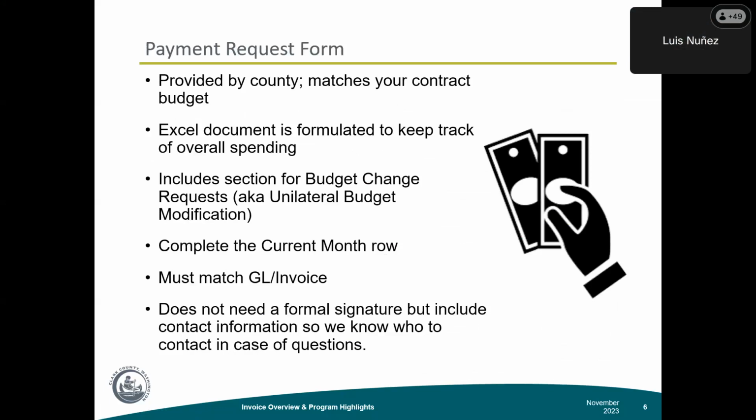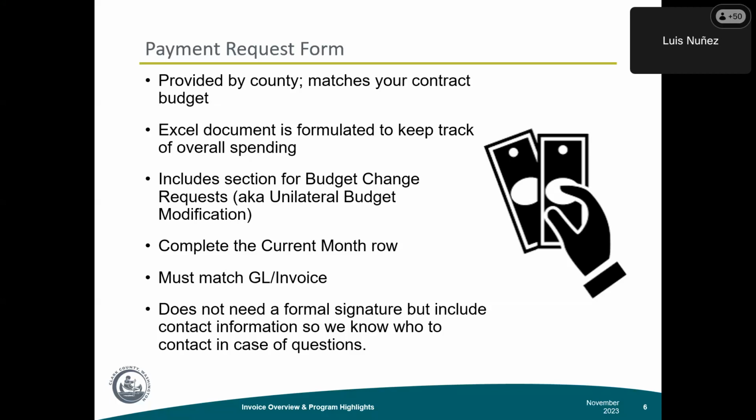All right, so information on the payment request form, or PRF as we like to call it. These are Excel documents that are provided by the county, and it matches your budget for the contract. This Excel document is used to keep track of your spending. It also lets you know how much you have remaining in each category of the budget of the contract. It includes some different sections that we're going to go over in the next slide.